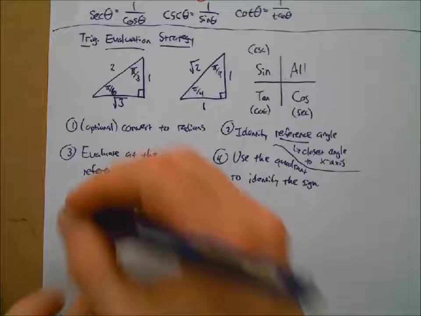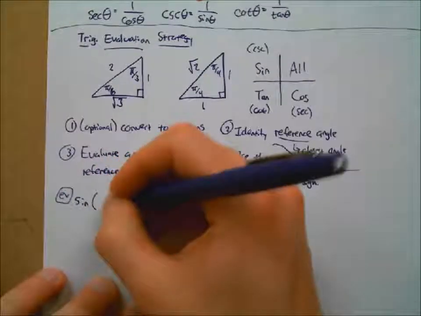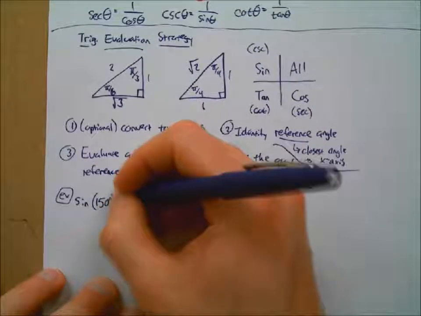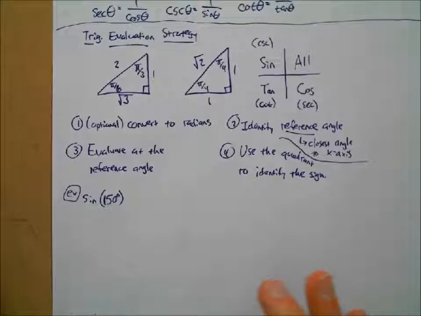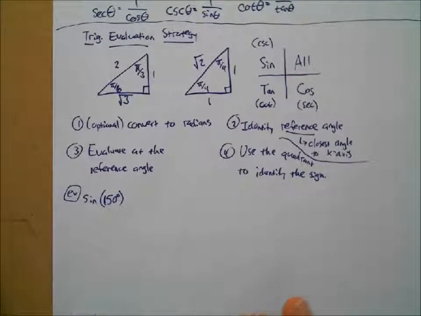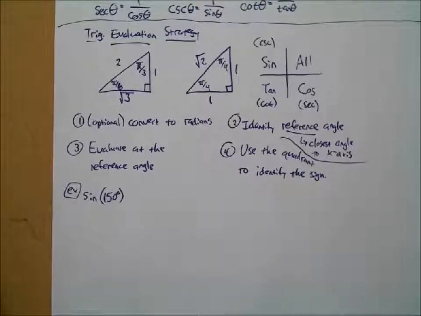So let's try an example of what I mean by this. Sine of 150 degrees. Let's say we want to evaluate this. This is a problem that could show up on tomorrow's quiz, for example. Why? Because it's less than 180 and it's sine. So it could show up on tomorrow's quiz. You don't need to do this step, but I'm going to do it.